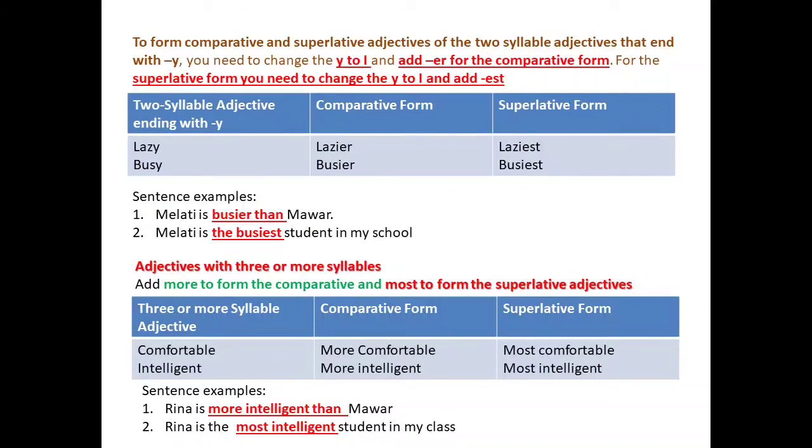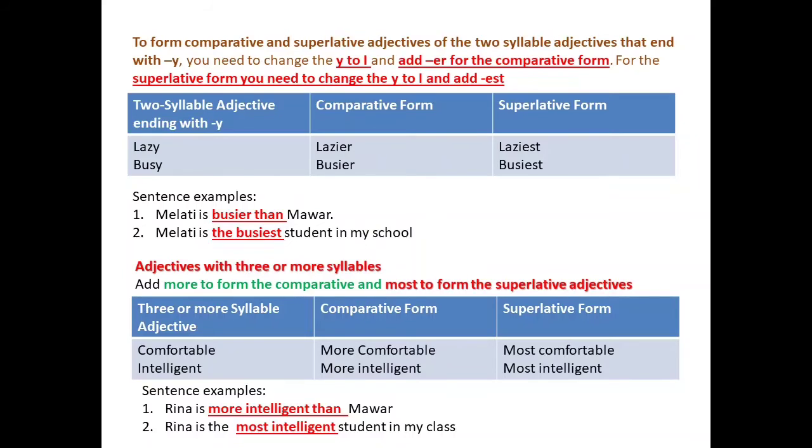Next, if there are two-syllable adjectives ending with y, what you have to do is change the y into i and add -er to form the comparative and add -est to form the superlative. For example, lazy becomes lazier, and the superlative becomes laziest, and then busy becomes busier, and the superlative becomes busiest. The example, Melati is busier than Mawar.